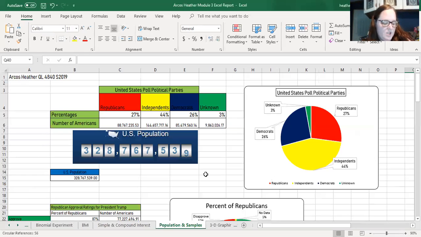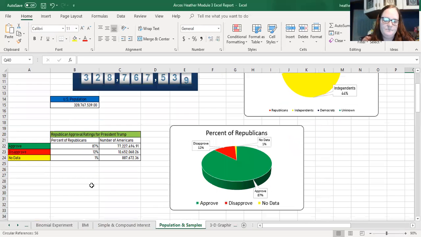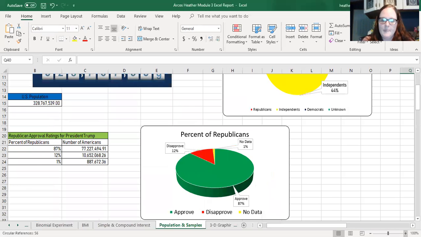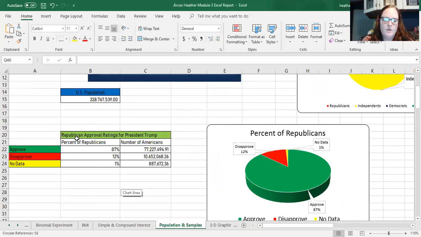Using data from one population to project outcomes on another population can create confusing and misleading data because the results will be based on one place or people, and that data may not be true for another group of people. Let's just say, like in this one, we looked at this information from the Republican ratings of President Trump. Of course, he's a Republican president, so let's say 87% of Republicans approve of him. 12% of them disapprove, and then we have no data for one.